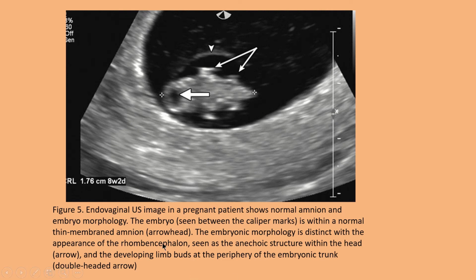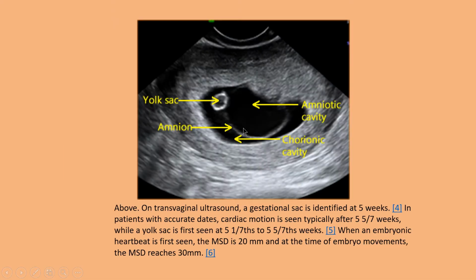Here is an endovaginal ultrasound in a pregnant patient showing a normal amnion. Here is the amnion and the crown rump length, and also there is a rhombencephalon, and also there is a limb bud. Here is the yolk sac, the amnion, the amniotic cavity, and the chorionic cavity also.